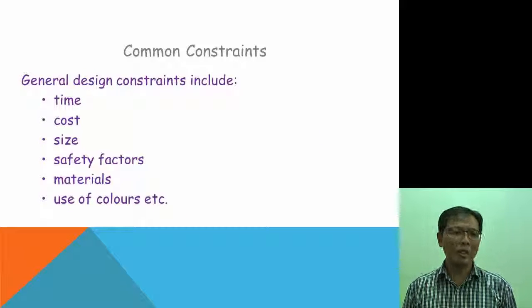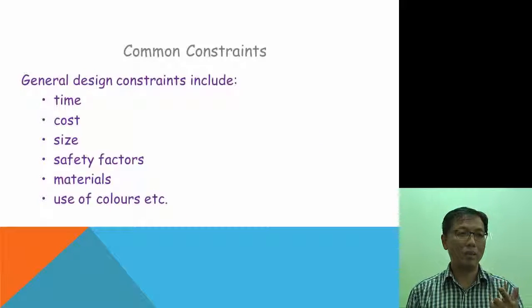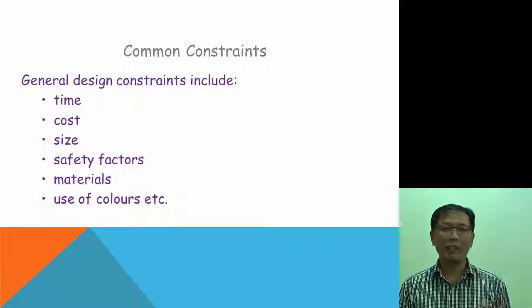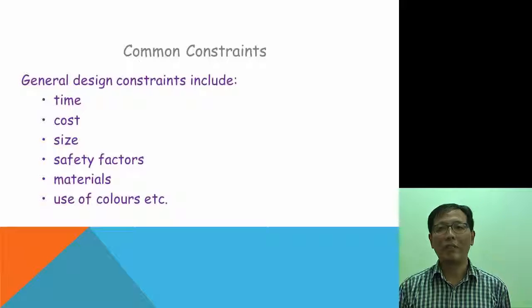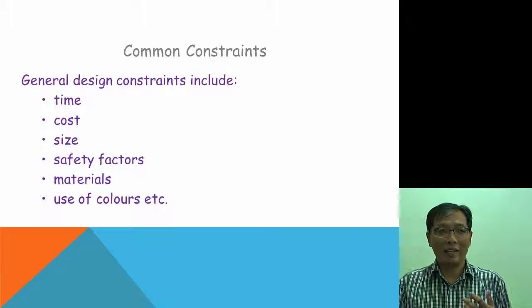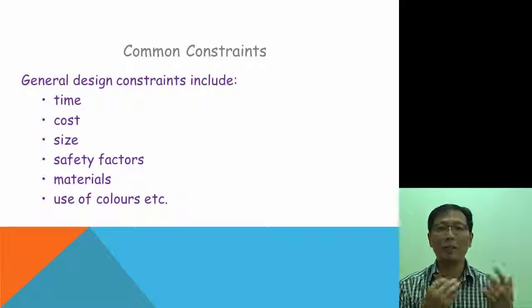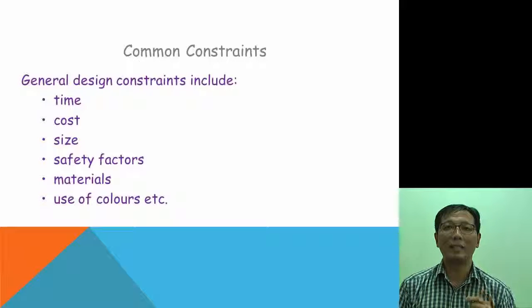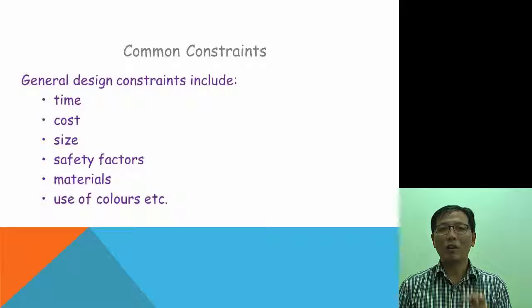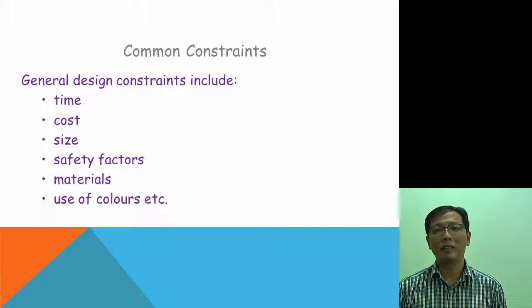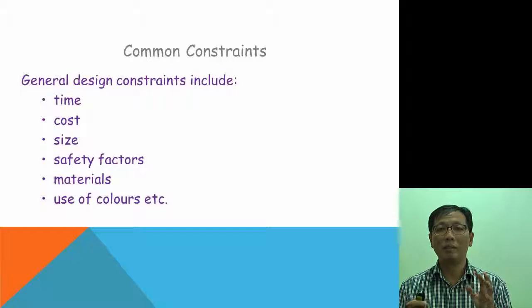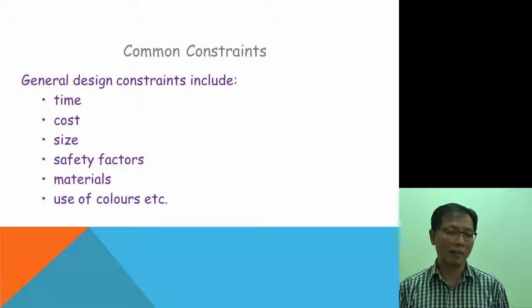Now, some common constraints are things like time, cost, size, safety factors, materials, and use of colors. Basically, these are general constraints. I cannot say I want everything to be black or everything to be pink. It makes no sense. Generally, if you're designing for girls, then maybe you can use softer pastel colors. For men, maybe more general neutral colors.